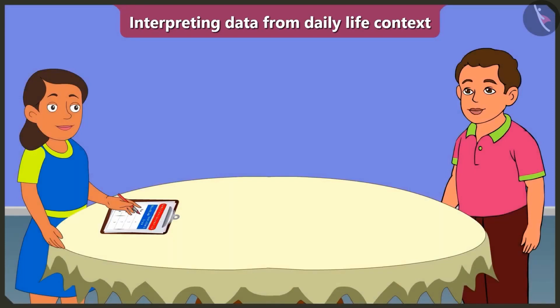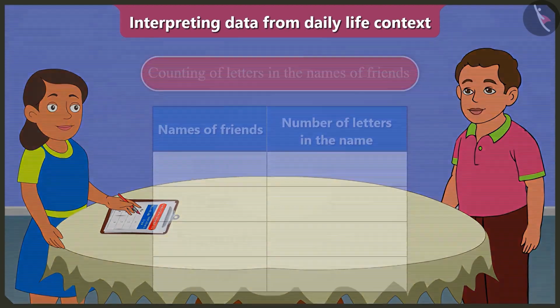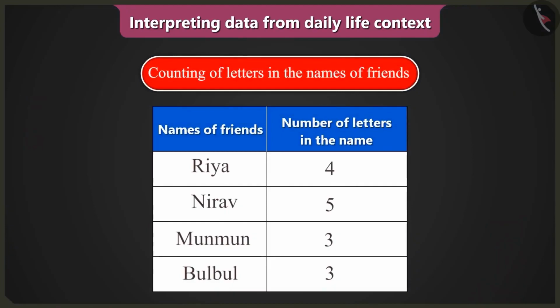Oh, Bubbly, you know very well how to collect data and fill it in the table, and also how to interpret data from the table. Then how come you made a mistake in filling this table? Mistake in filling the table. Yes, look, you have to write the number of letters of the friends' names in this table. Yes, that's what I have done.